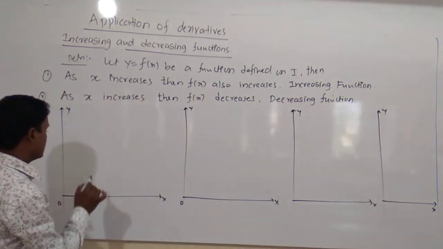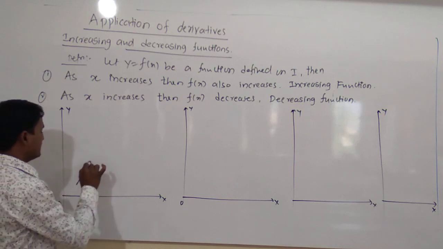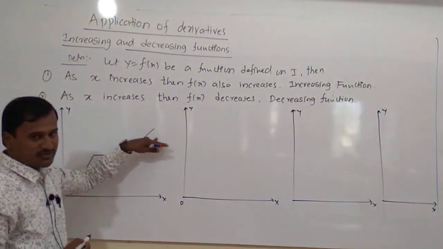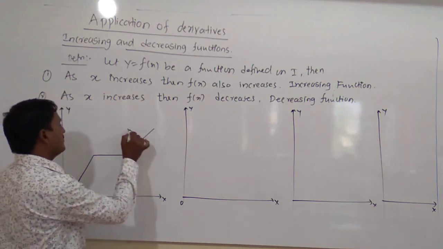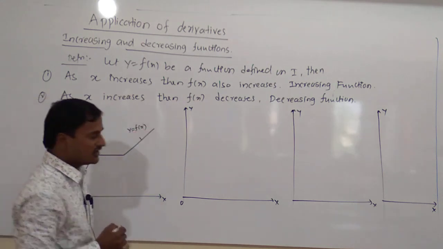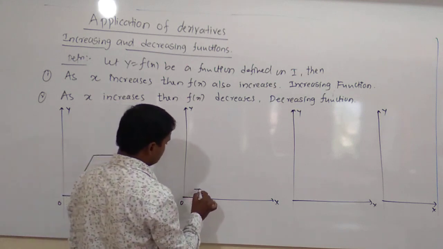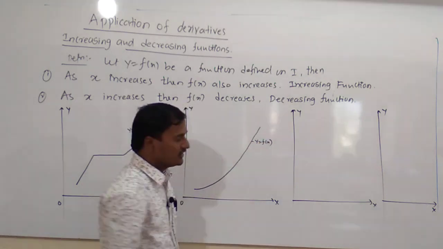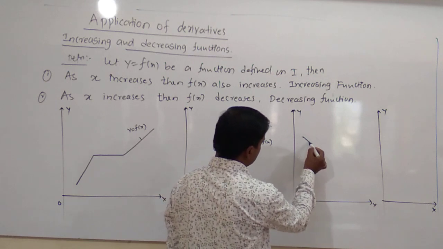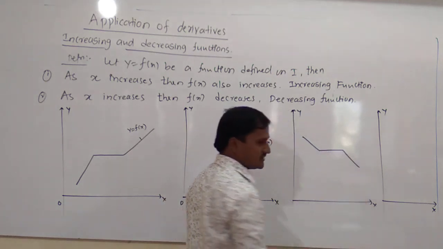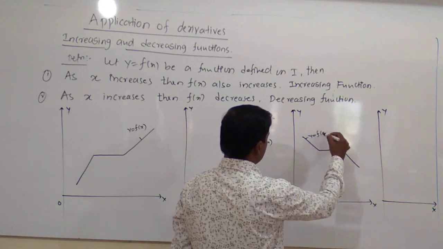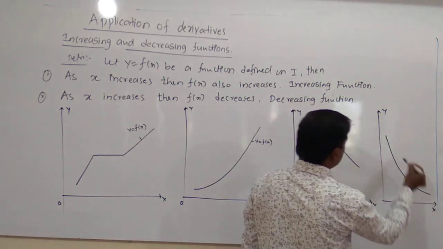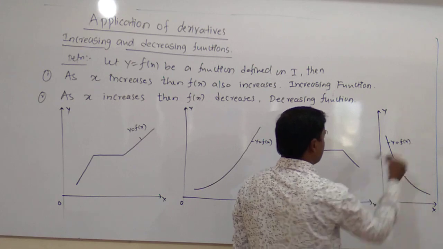So in this graph, first I will take the graph like this. So here it is a linear function, and after that it is a constant, and here again it is a linear function, okay, right? So here I will call this y is equal to f of x. Next, here I will take one more graph. So this is the graph of y is equal to f of x, okay, right? Now I will take the graph like this. Again here it is y is equal to f of x. So here the graph like this, y is equal to f of x, okay.